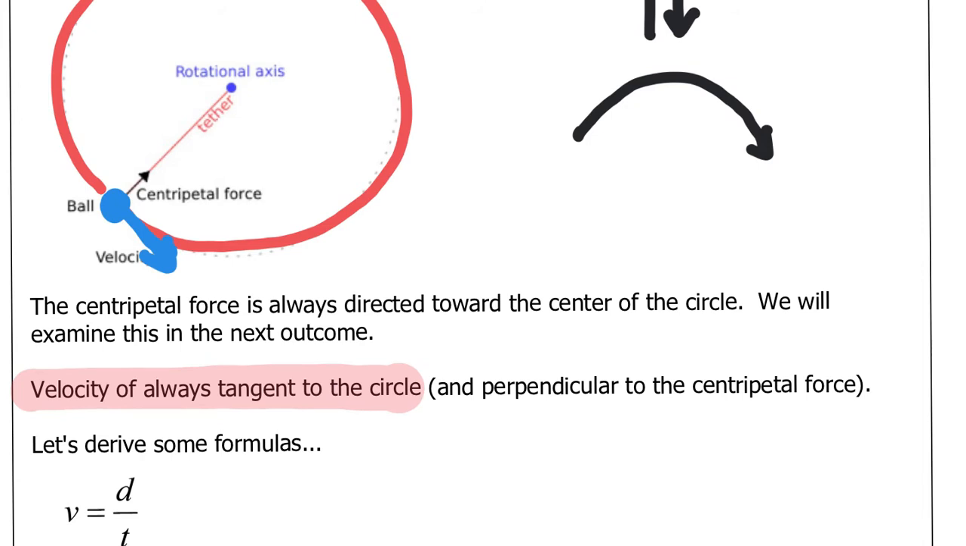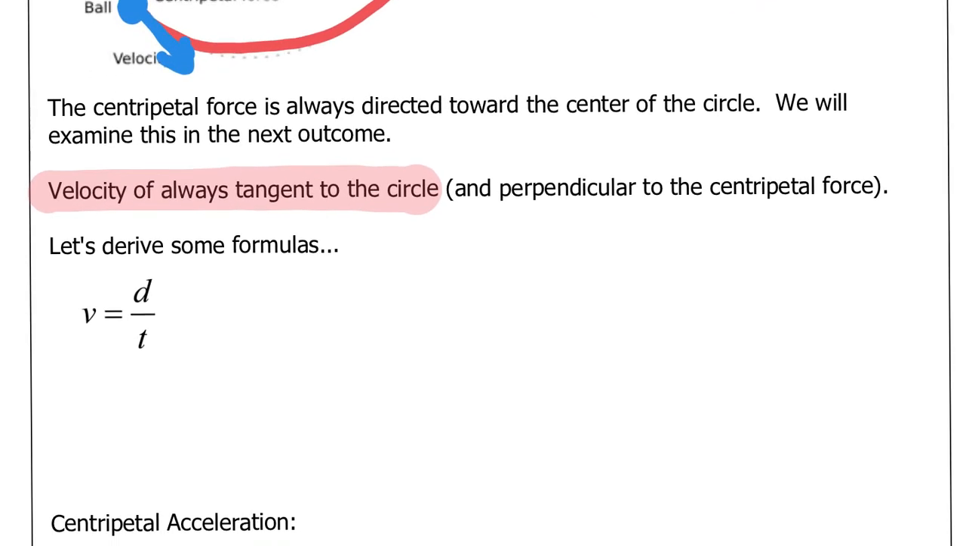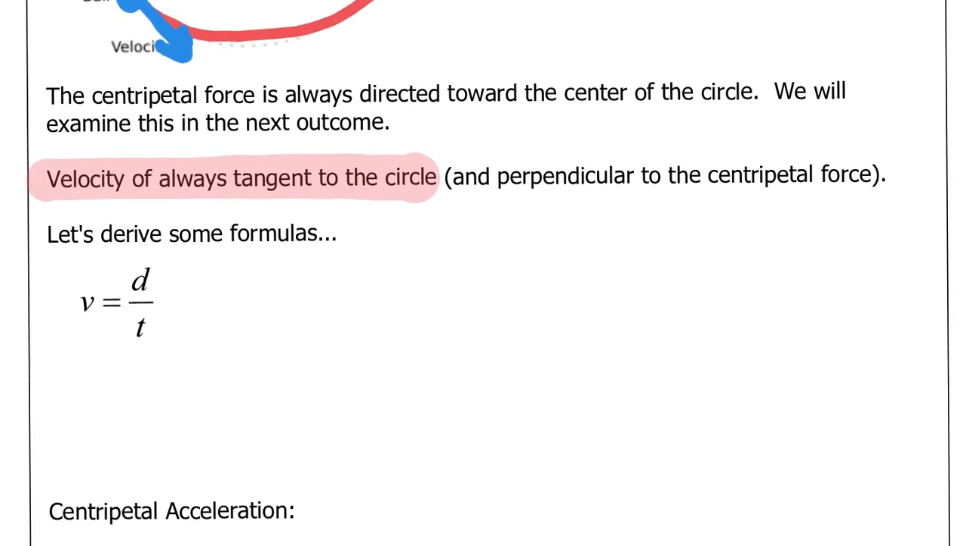What we're going to do is derive three formulas. So we're going to have three new formulas to add to our formula sheets and a couple of new variables. What we're going to be assuming is that the object traveling in a circle is traveling at a constant speed for the duration of the circle.